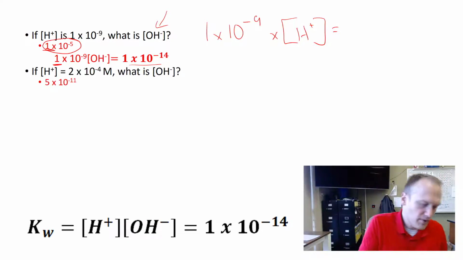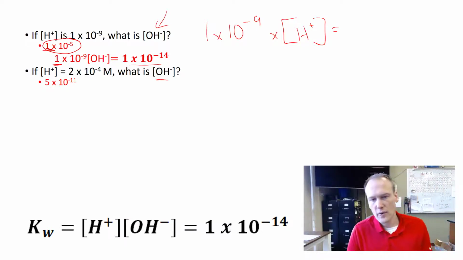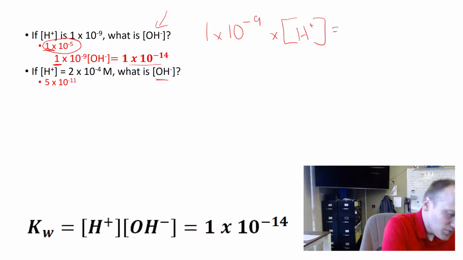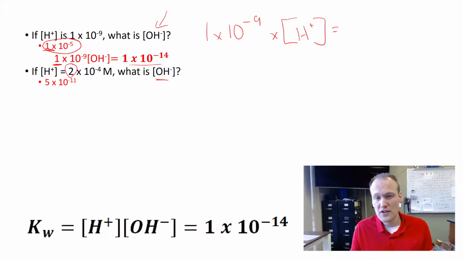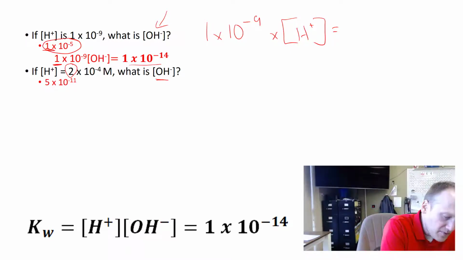Here's another example. We have 2 times 10 to the negative 4th, and it's asking what is the concentration of OH negative. In this case, we do not have a 1 in the coefficient position. That means the coefficients are going to multiply, and the exponents add together to form negative 14. This would be 10 to the negative 4th, and therefore this would have to be 5 times 10 to the negative 11th.